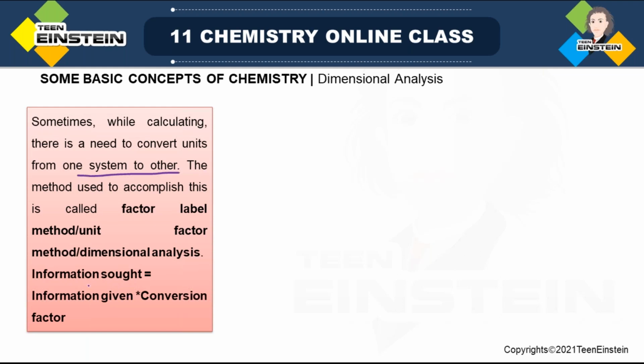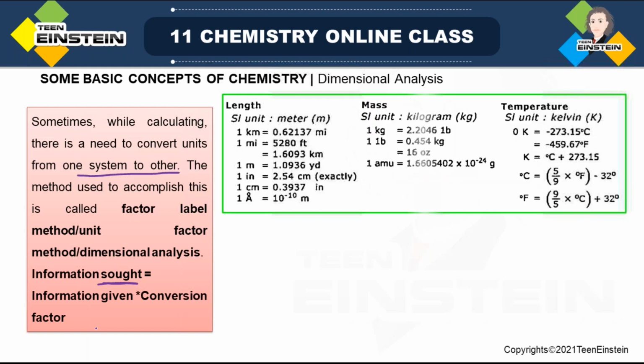So what we do here is, the information that you are seeking, that is the information sought, is equal to the information already given multiplied by the conversion factor. The information given is already given in the question. You just have to know what the conversion factor is. Now we will see some examples. So here we have length, mass and temperature. If you look at these three, all these units are basic units. They are not derived units.